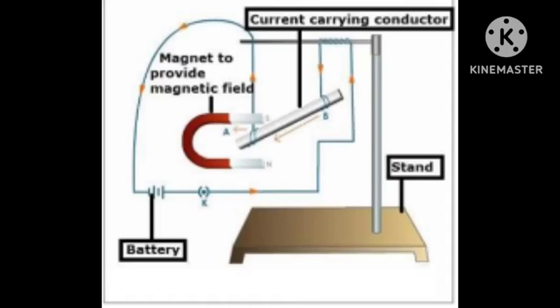The force due to a magnetic field acting on a current carrying conductor can be demonstrated through the following activity. A current carrying rod AB experiences a force perpendicular to its length and the magnetic field. The magnet is not shown here for simplicity. The direction of the force on the conductor depends upon the direction of current and the direction of the magnetic field. Next we will see Fleming's left hand rule.